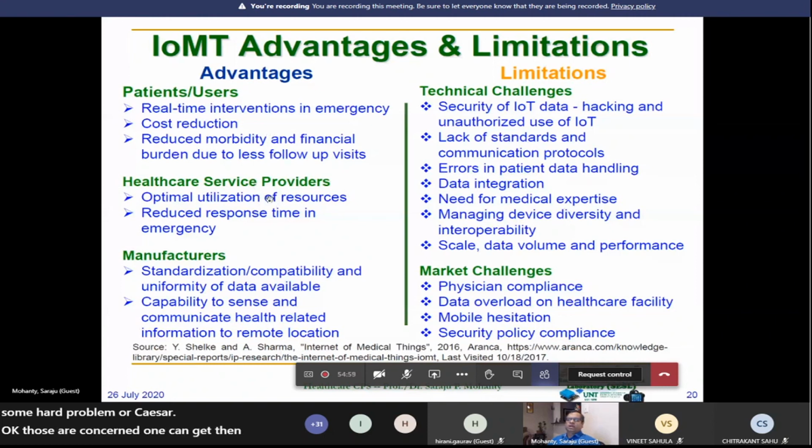Then service providers can get advantage. Manufacturers also can get advantage in terms of standardization and compatibility aspects. But there are a lot of limitations as of now. That's why it is our research area. Security aspect, lack of standardization of smart healthcare, communication. For example, whether Bluetooth will work for smart healthcare better, or Zigbee or Wi-Fi. Then data integration. All these are there, and that's why we are working. That's why this is an important field for research.